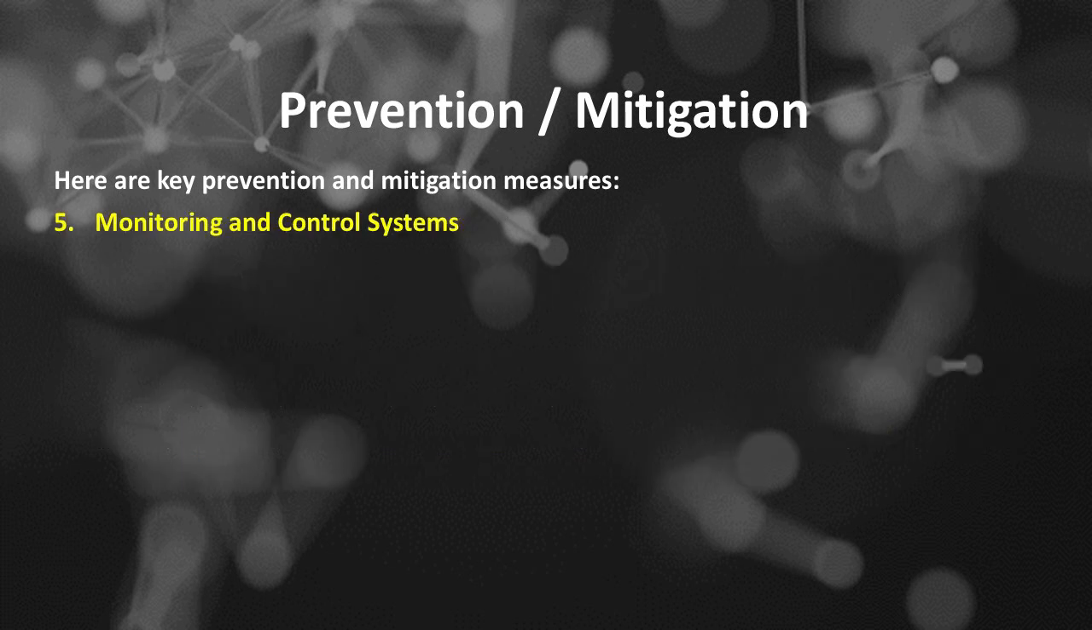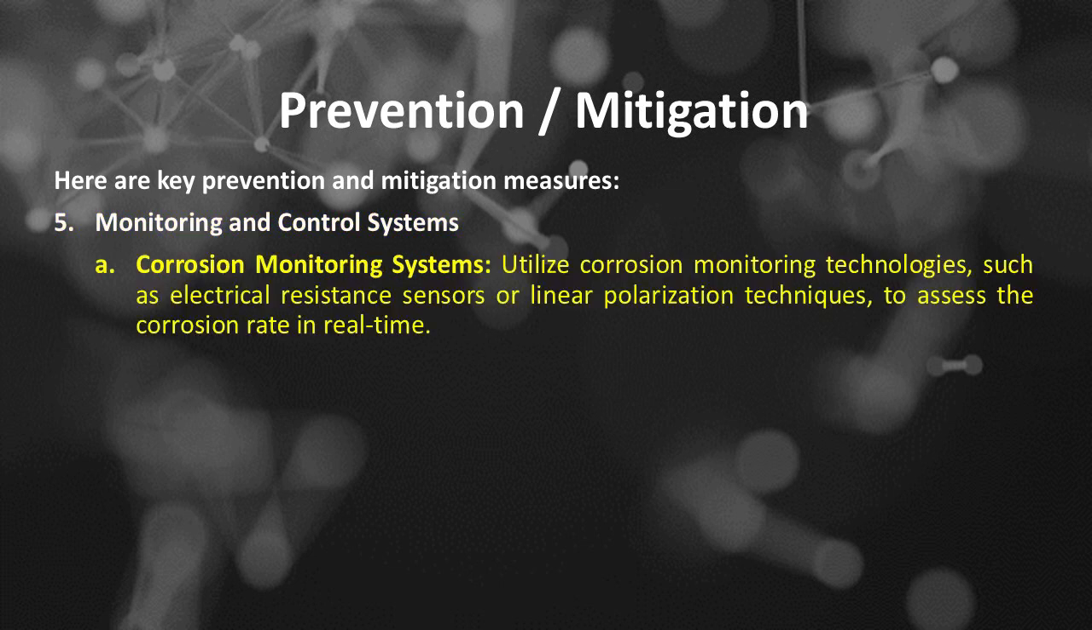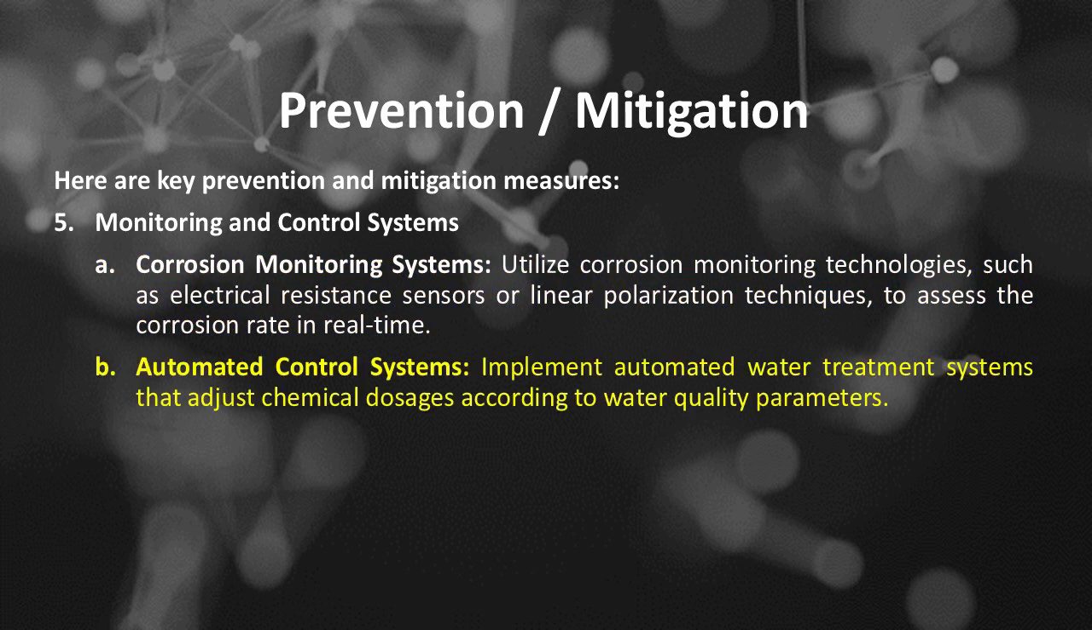Number 5 of the key prevention and mitigation measures is monitoring and control systems. Number A of the monitoring and control systems is corrosion monitoring systems. Utilize corrosion monitoring technologies, such as electrical resistance sensors or linear polarization techniques, to assess the corrosion rate in real time. Number B of the monitoring and control systems is automated control systems. Implement automated water treatment systems that adjust chemical dosages according to water quality parameters.